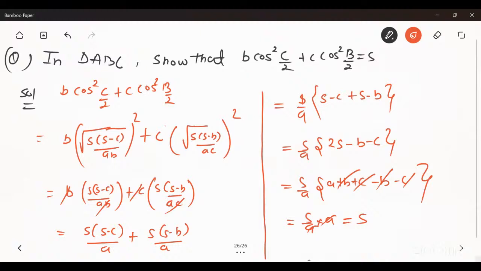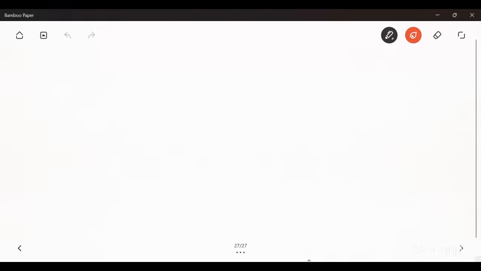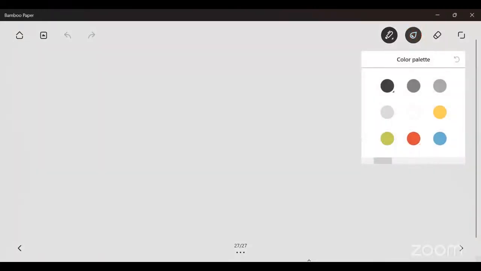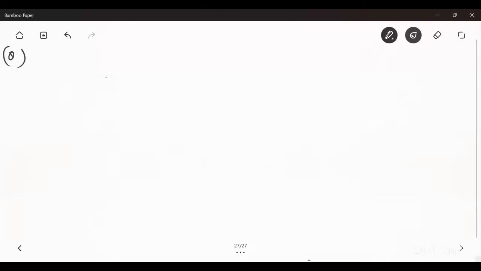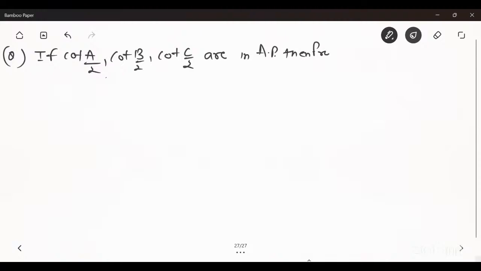Now the next question is: if cot A by 2, cot B by 2, cot C by 2 are in AP, then prove that a, b, c are in AP.